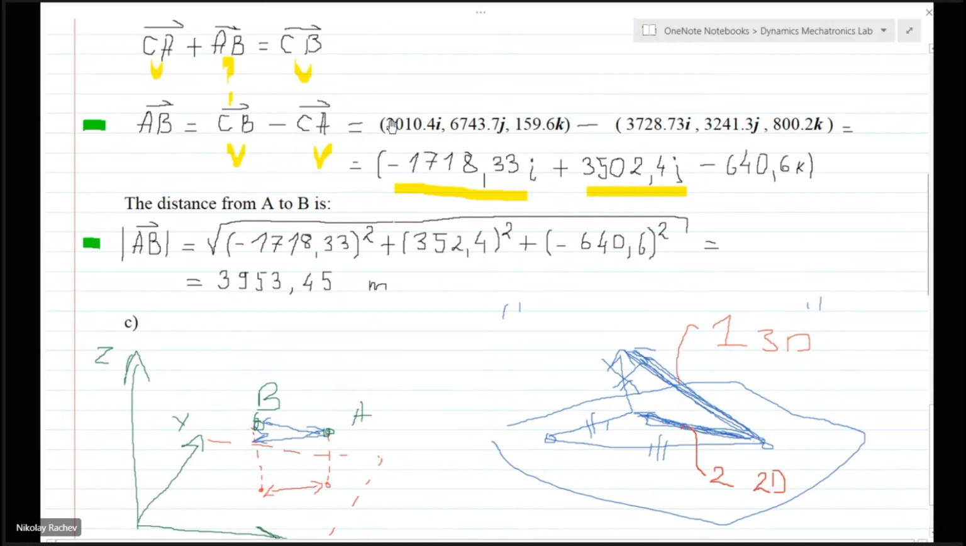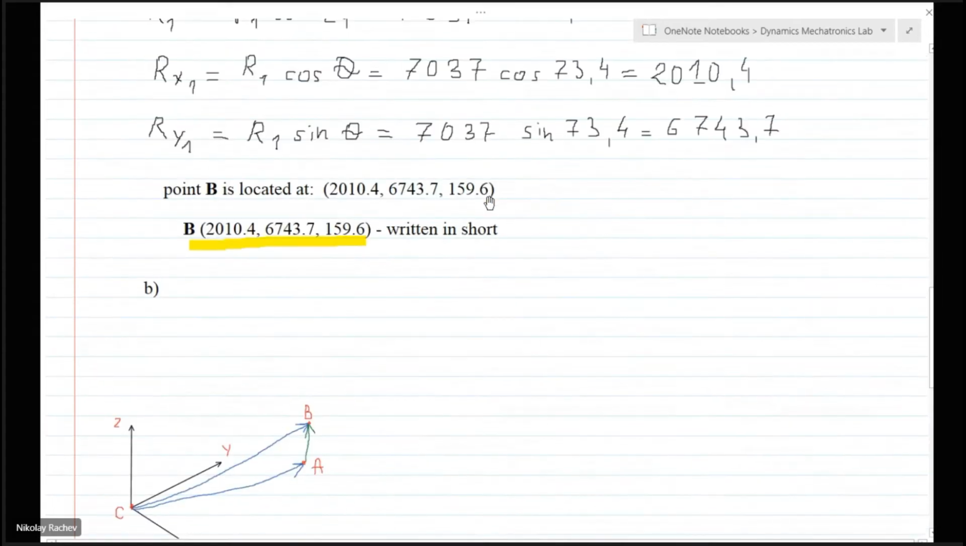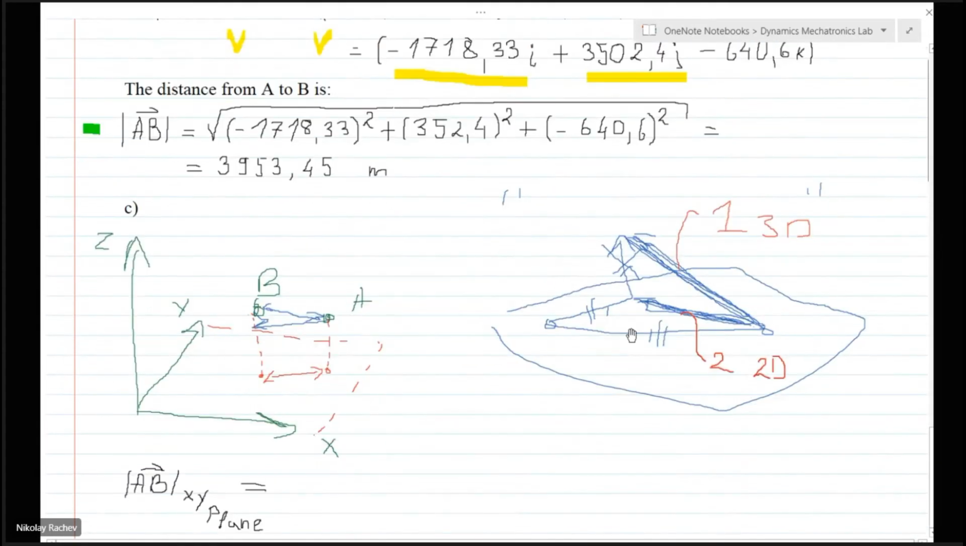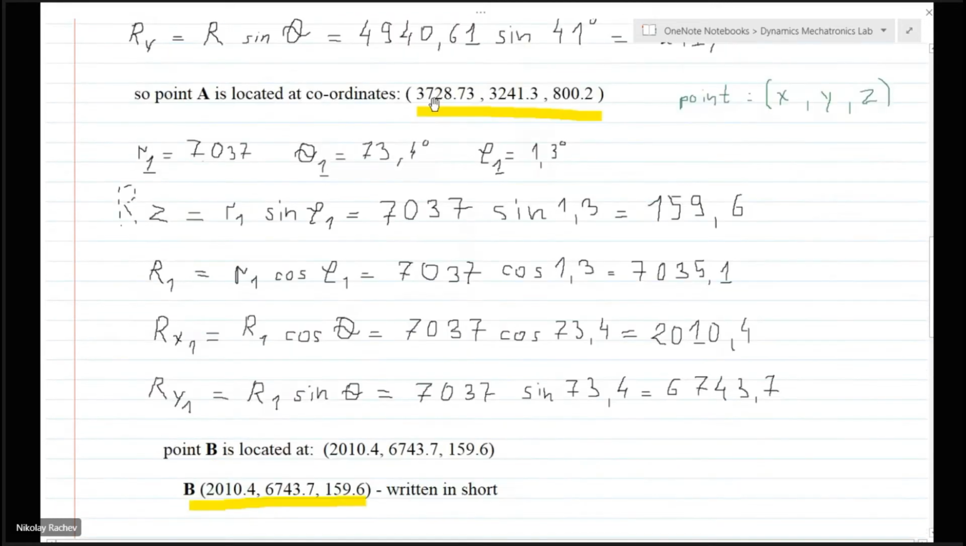And let me say something. If I'm looking in two dimensions, well, I'm looking for the projections of the points only in xy. I'm not interested in their height. Okay, no problem then. I'm using the values here: 3000 something for A, 2000 and something for B.